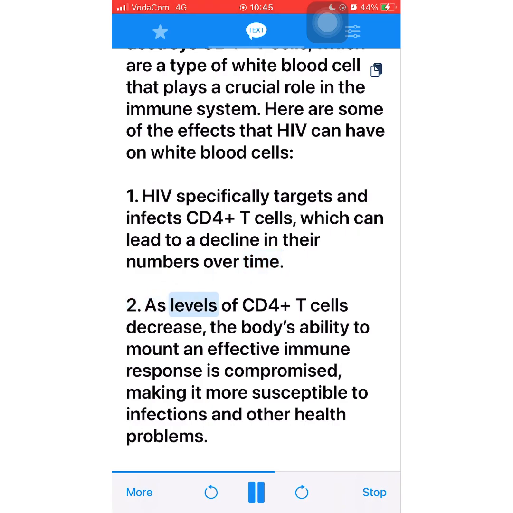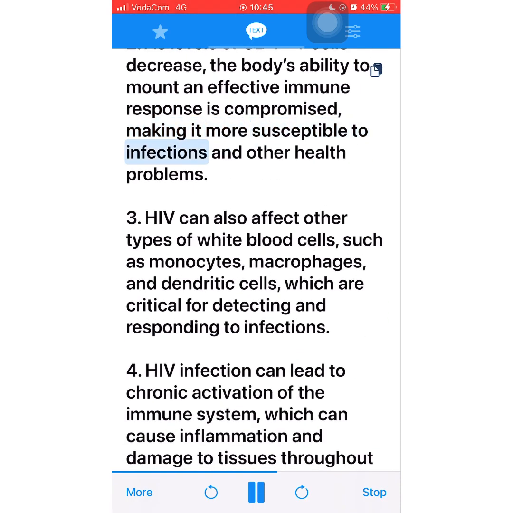2. As levels of CD4+ T cells decrease, the body's ability to mount an effective immune response is compromised, making it more susceptible to infections and other health problems. 3. HIV can also affect other types of white blood cells, such as monocytes, macrophages, and dendritic cells, which are critical for detecting and responding to infections.